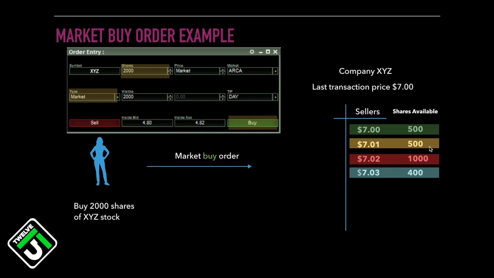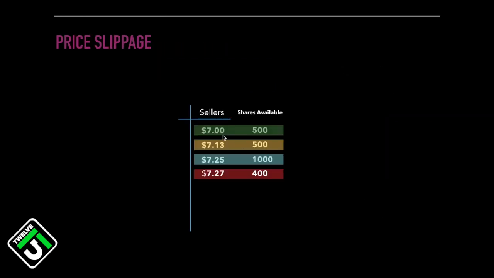Your order will keep buying up all the shares available at each price level until all 2,000 shares are filled, causing you to have an average price, which may be over the $7 price that you were hoping for. When this happens, this is called price slippage. Slippage can be very dangerous if the price difference between each level is very large. This happens when stocks experience high volatility and are also less liquid, trading on low volume. So if we were trading these types of stocks, we need to eliminate as much slippage as possible.